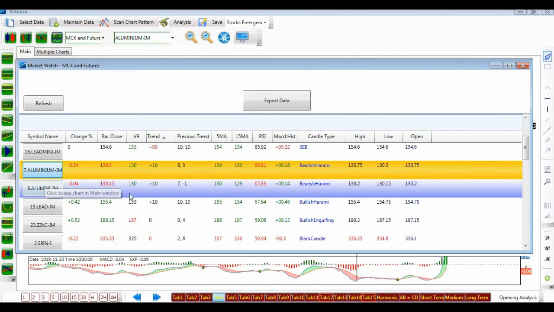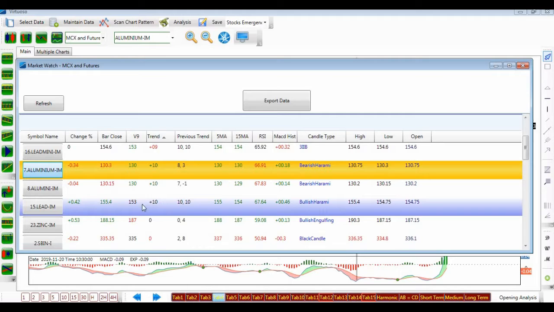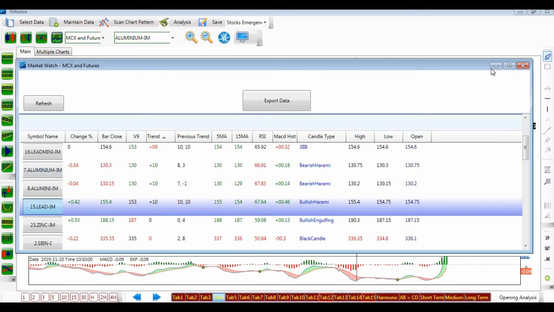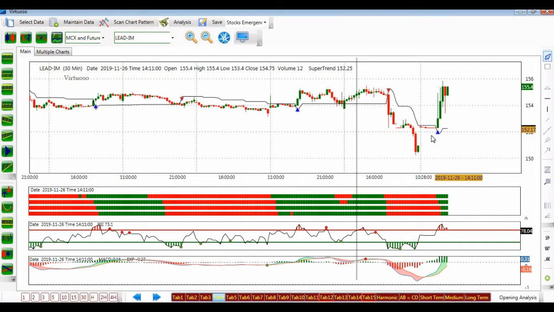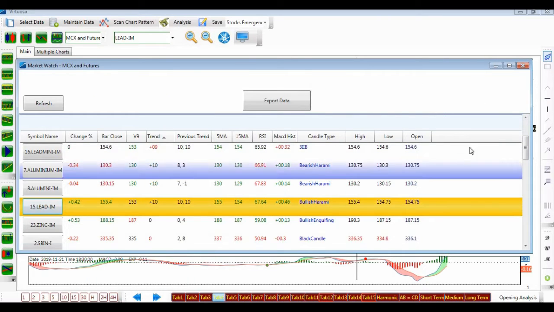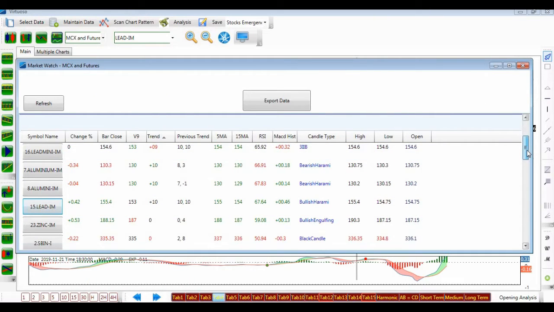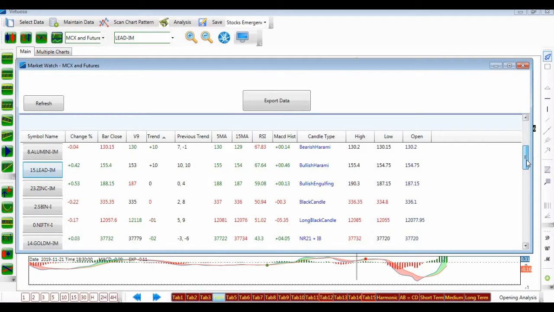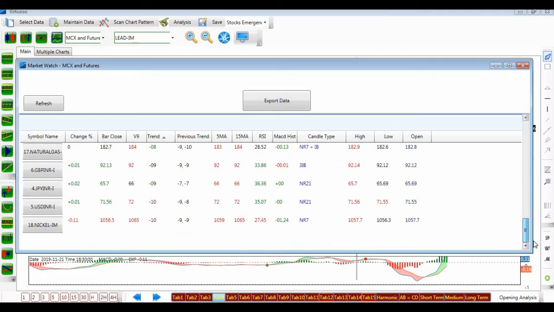Now it says that lead is also in positive +10. If I click here, then lead is also in super buy. So this is the way you can find the trends easily without scanning individual stocks, commodities or currencies. Now let's go for -10, if we have any -10.